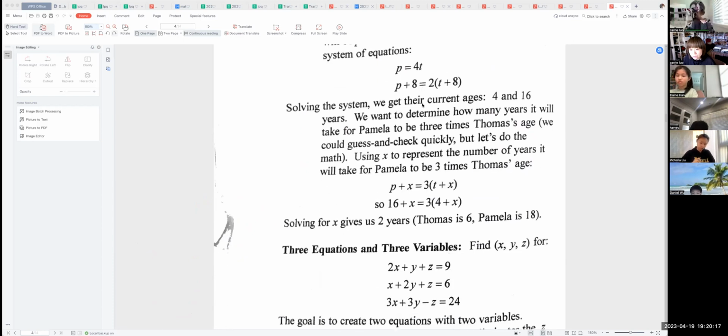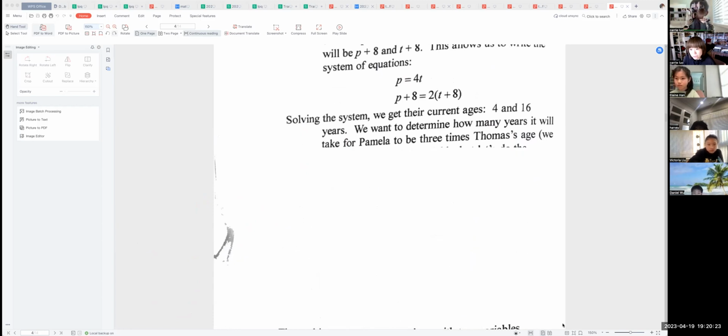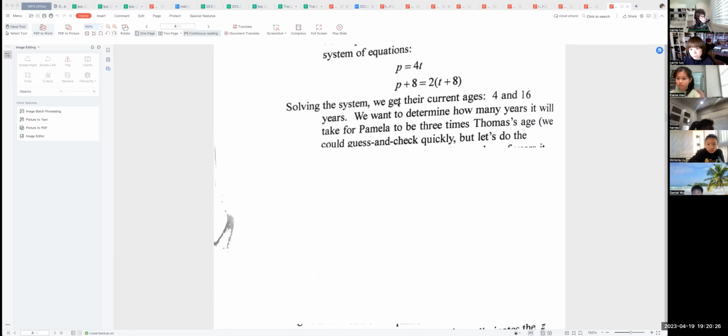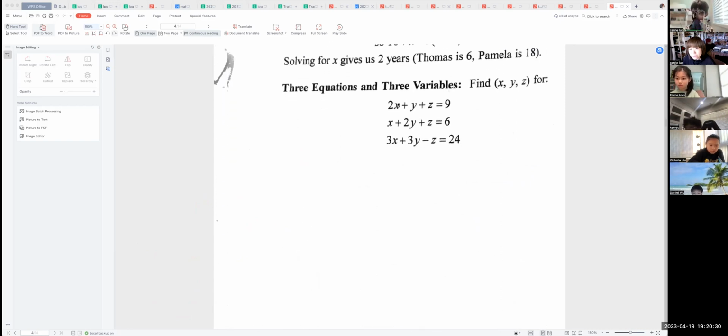So now let's take a look at this one. How to solve equations with 3 variables? We have 3 variables here: 2x plus y plus z equals 9, x plus 2y plus z equals 6, and 3x plus 3y minus z equals 24. If you notice, every single equation has a z, right? So we try to get rid of z first.